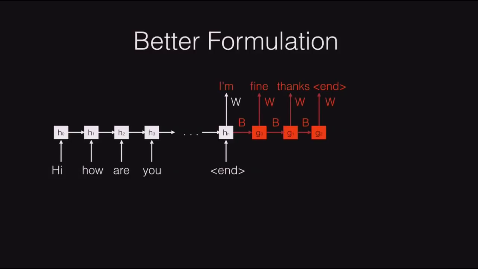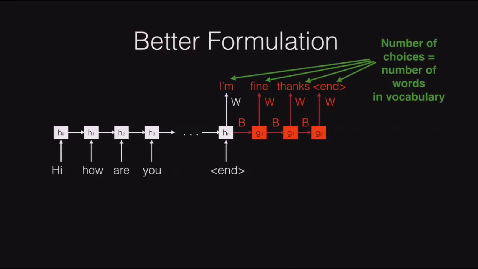And then you're going to predict the first token, which is "am." And then you predict the second token, "fine." And then you predict the third token, "thanks." And then you keep going on until you predict the word "and." And then you stop.